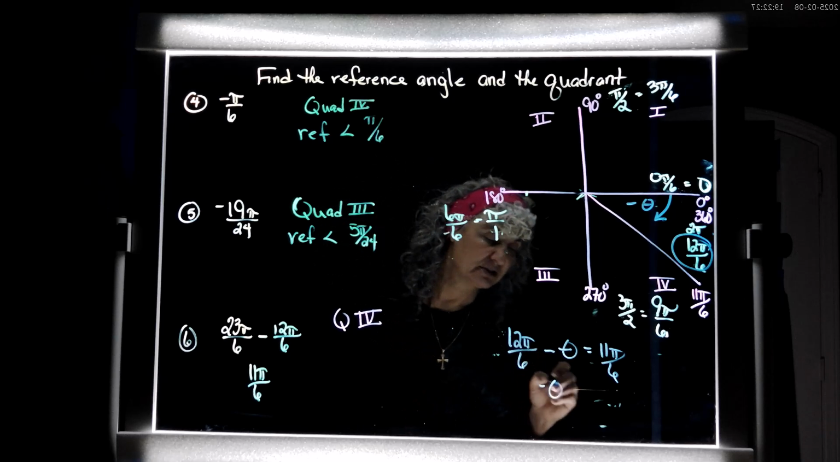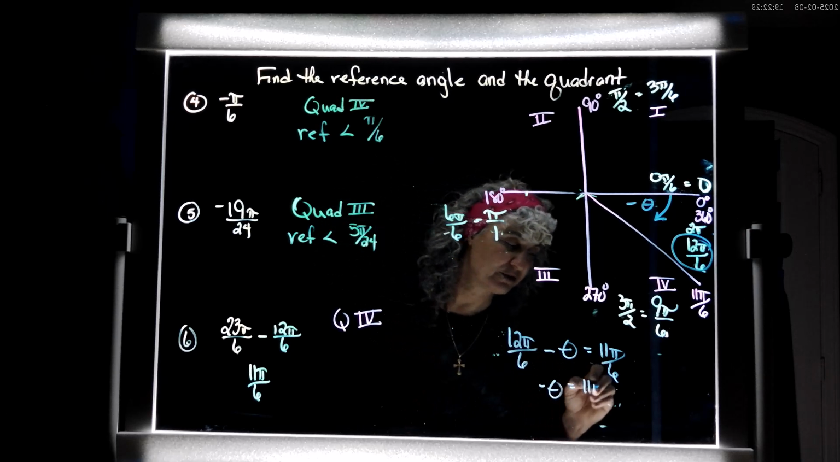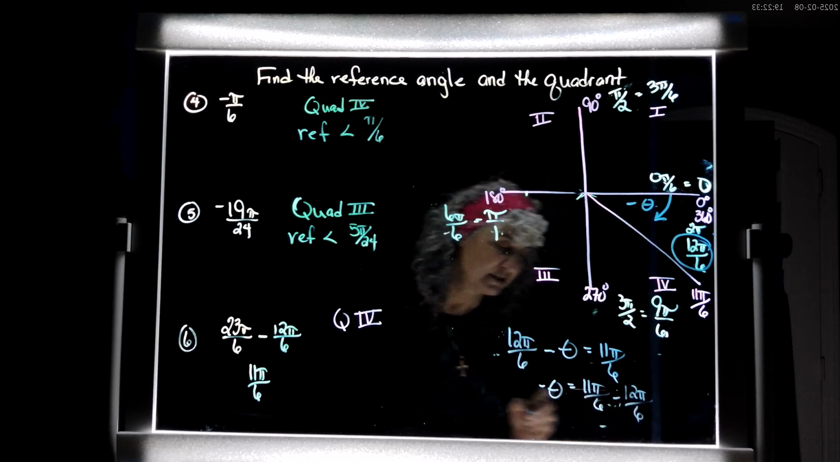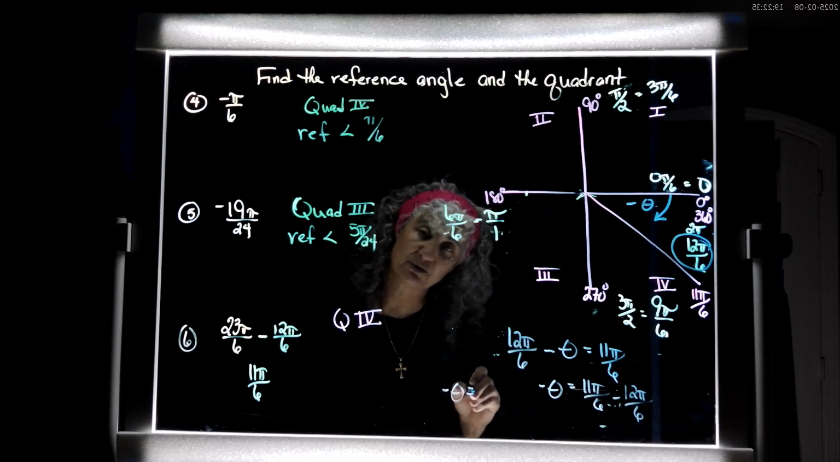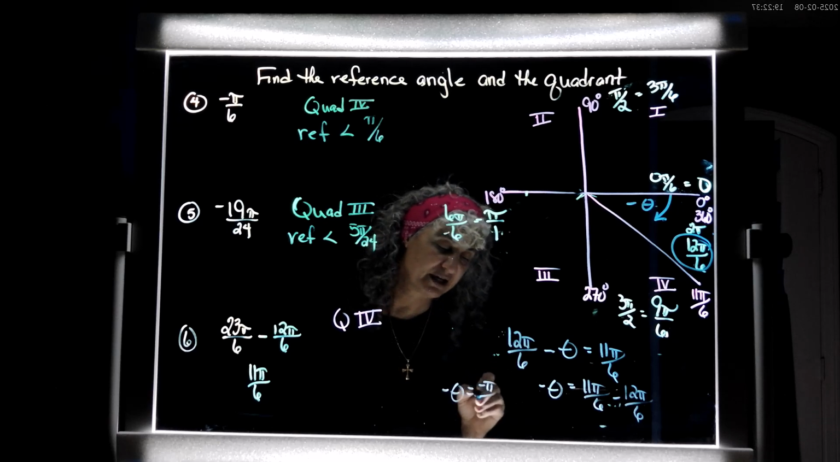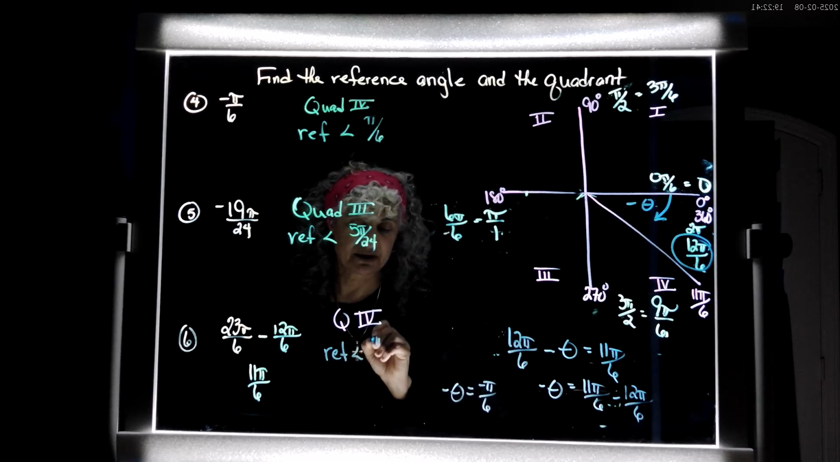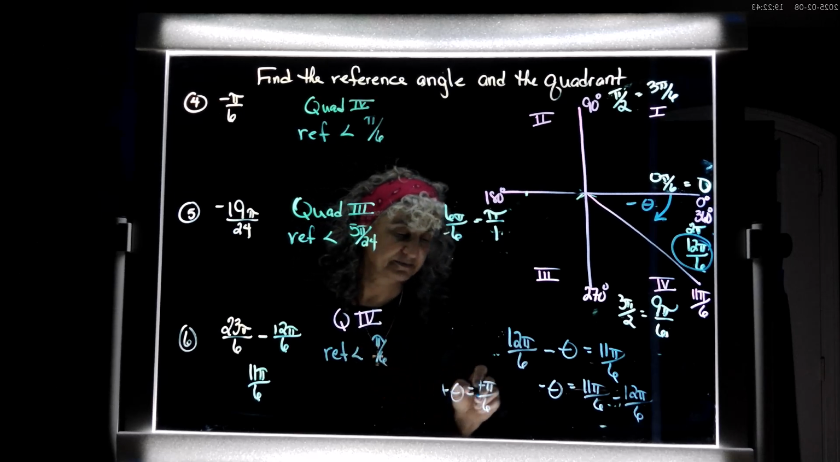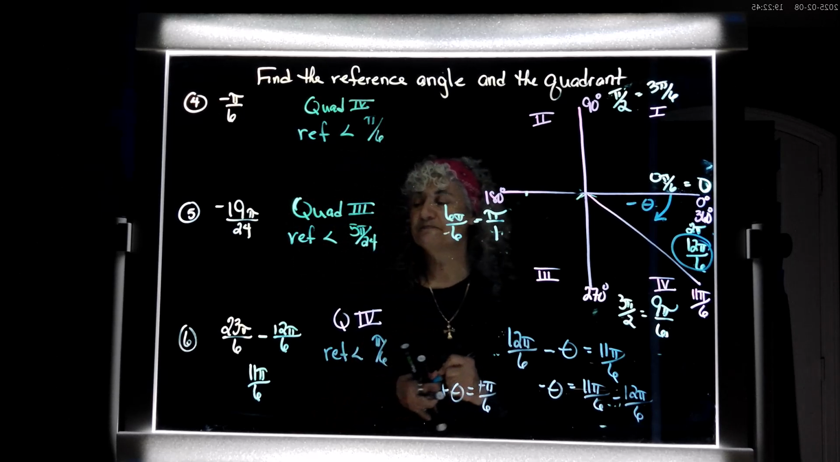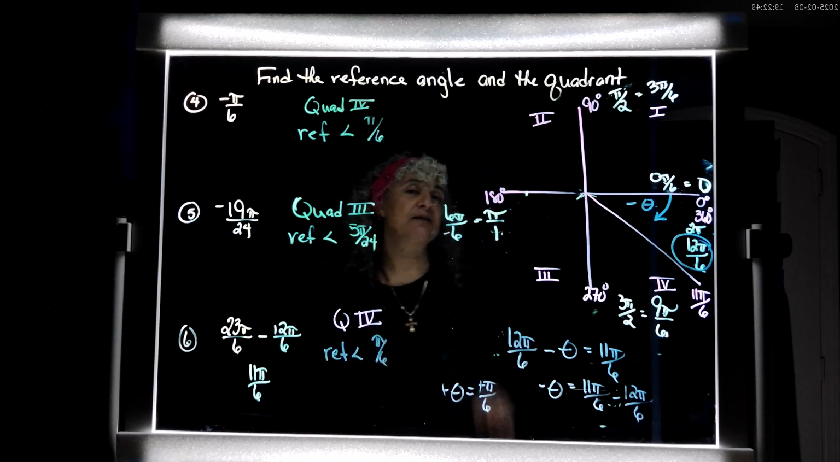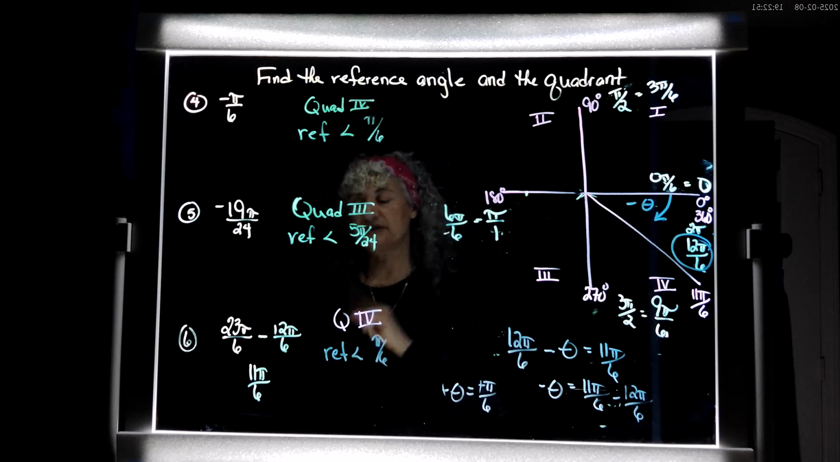Do you have it? I know I do. Okay, so what? 11 pi over 6 minus 12? That means you have negative theta equals negative pi over 6, which means your reference angle is a positive pi over 6. Cool? Okay, let me look at number 6 again, because that may have been a little bit on the fast side for some of you.